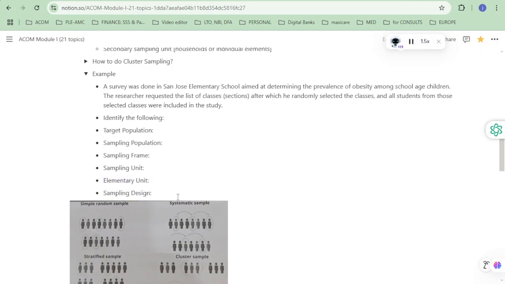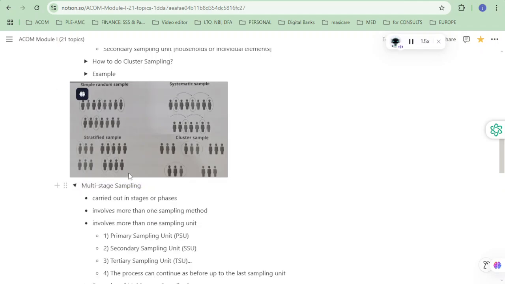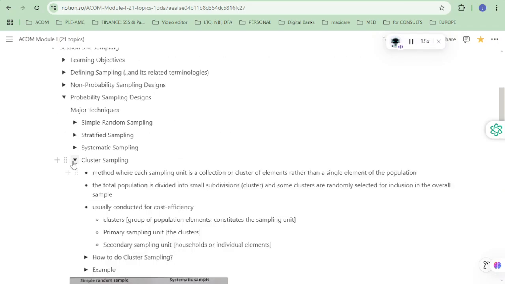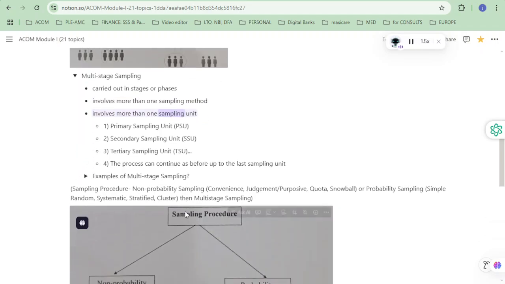Multi-stage sampling. Carried out in stages or phases. Involves more than one sampling method. Involves more than one sampling unit. 1. Primary sampling unit, PSU. 2. Secondary sampling unit, SSU. 3. Tertiary sampling unit, TSU. 4. The process can continue as before up to the last sampling unit.